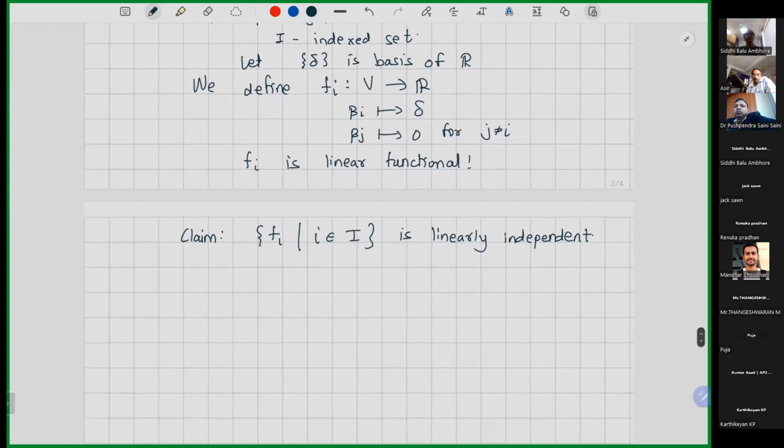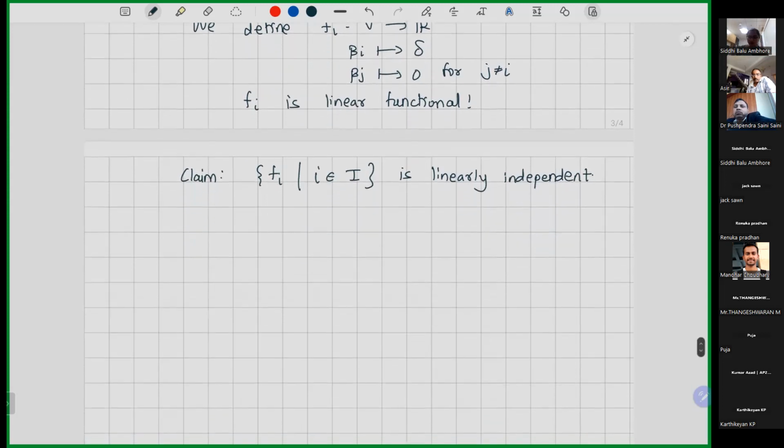If I do that, then I can say that the basis has cardinality at least the cardinality of I, which was the dimension of V. So how can I show that? When I have to show that some set is linearly independent, I start with a subset and prove that if any linear combination is equal to 0, then each coefficient is equal to 0. So start with that.